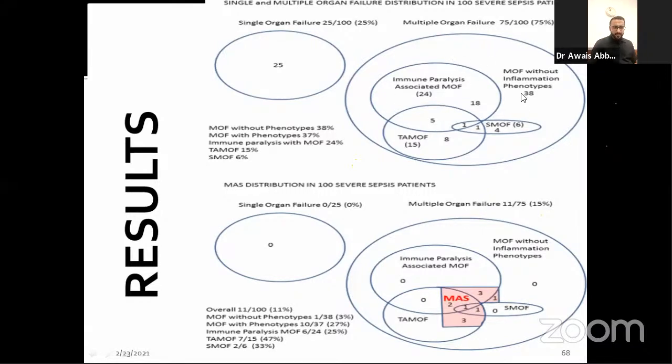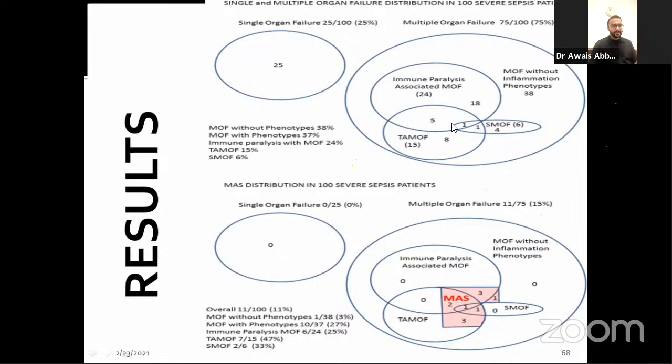Now I will focus on this circle. In the multi-organ failure group, this is the area that shows the number of patients who had multi-organ failure but did not have any of these three phenotypes. That number was 38. The subset of patients who had multi-organ failure and the IPMOF phenotype was 24. Patients with multi-organ failure with MAS were 6, and this is a subset of patients with multi-organ failure with TAMOF.